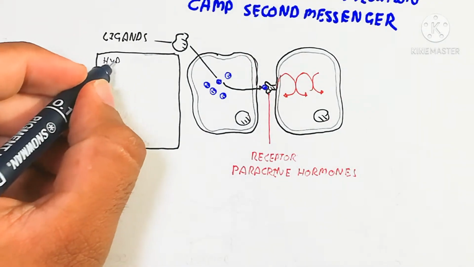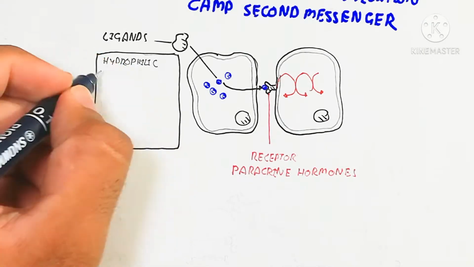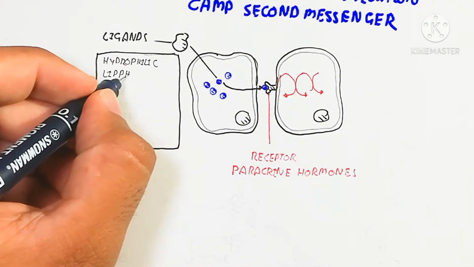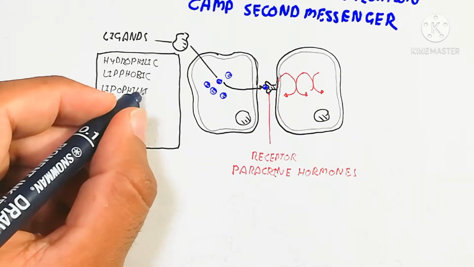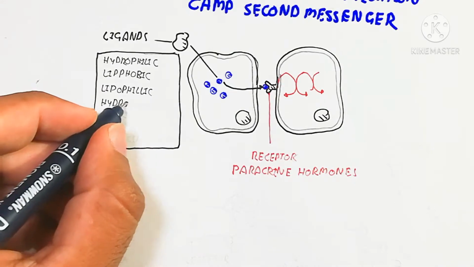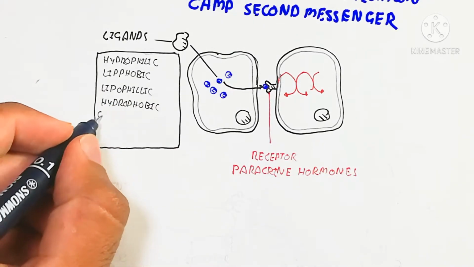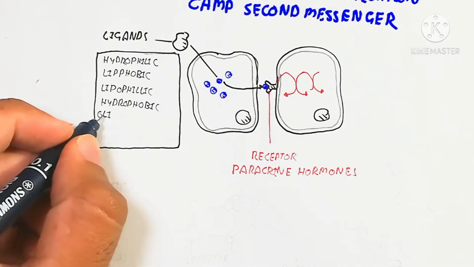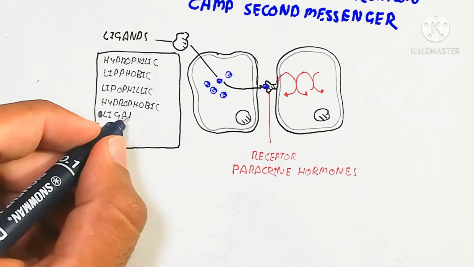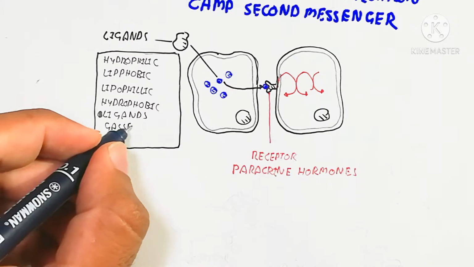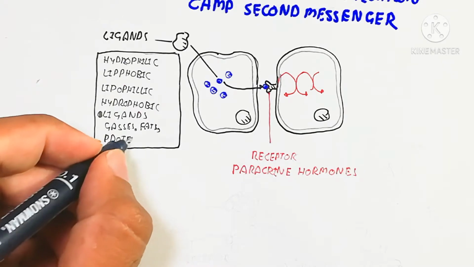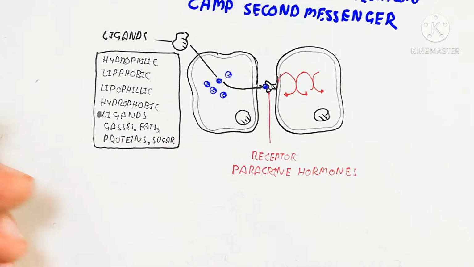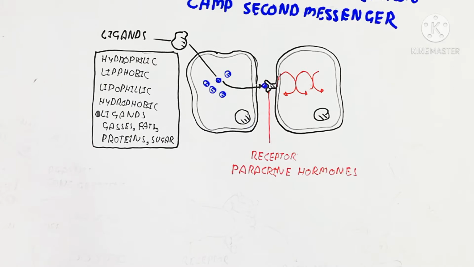Ligand binding to the receptor creates a cascade of different mechanisms, which means the production of something. So hydrophilic, lipophilic, and hydrophobic ligands can be gases, fats, proteins, and sugars. All of these are stimulating agents which stimulate the cell to further produce a cascade of different mechanisms.